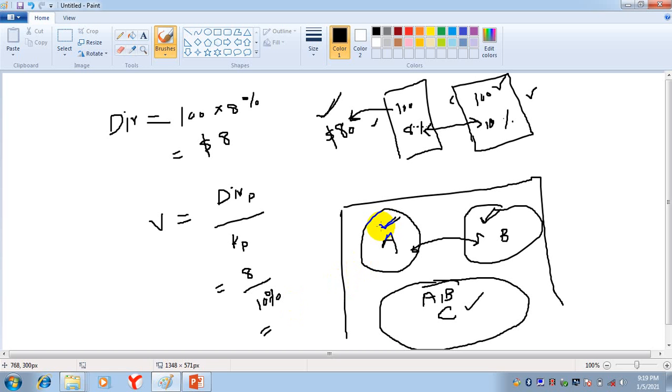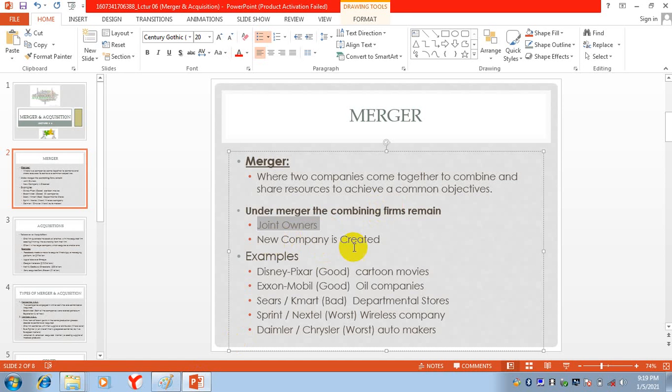The name of this company was company A. The name of this company was company B. But the name of this company is changed. Totally new company C. A new company is created. Disney Pixar. There were two companies, one was Disney and the other was Pixar. There was a merger between these two and they became Disney Pixar.